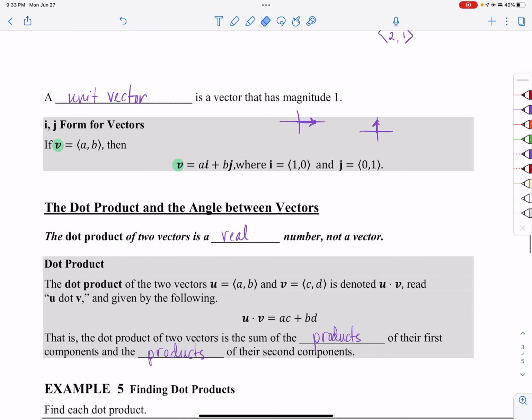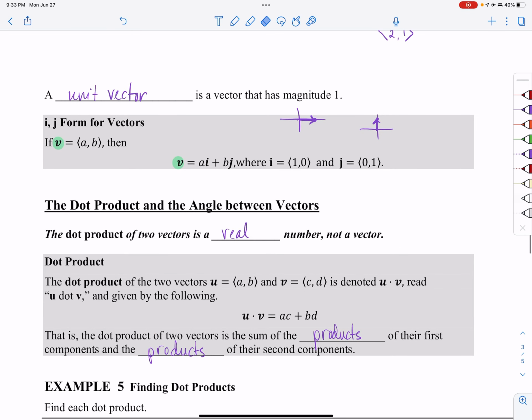A unit vector is a vector that only has a magnitude of 1. Now we've got two special unit vectors. One of them is called i, which is the vector 1, 0, so I'm only going 1 unit to the right. And then we have the vector j, which is going 1 unit up. So i and j are two special position unit vectors.